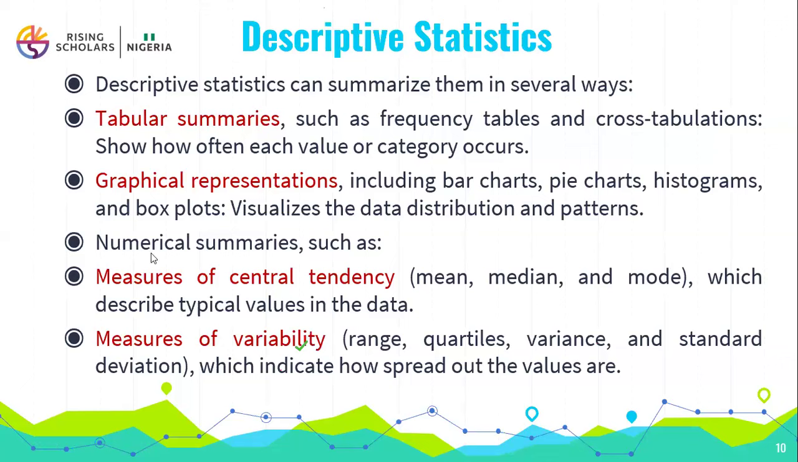Now, if we want to make numerical summaries, there are two ways to do that. We could do a measure of central tendency, like mean, median, and mode, to understand how the variables are clustered together. And then we could do a measure of dispersion, or measure of variability.